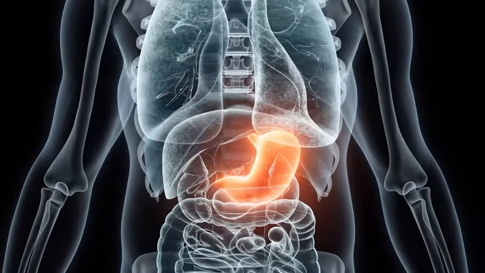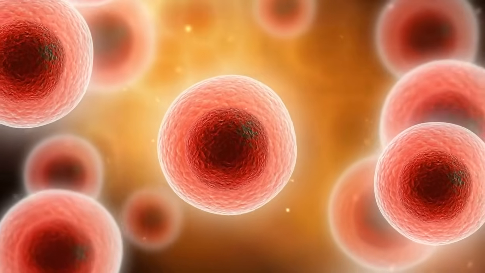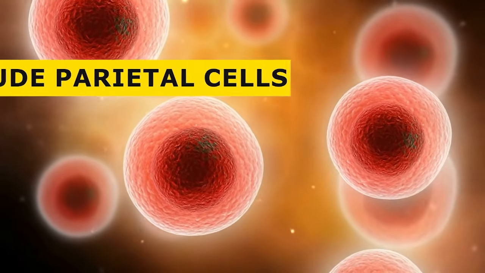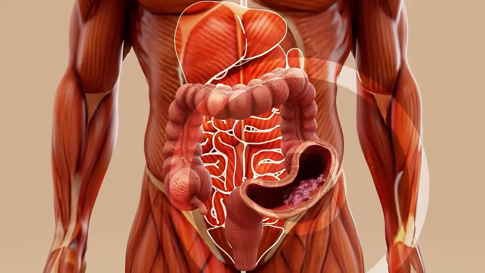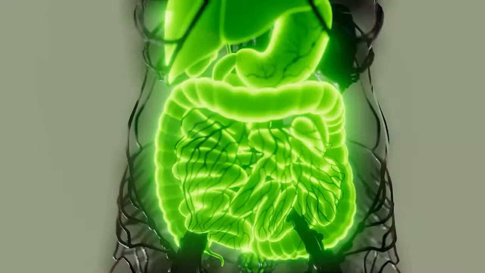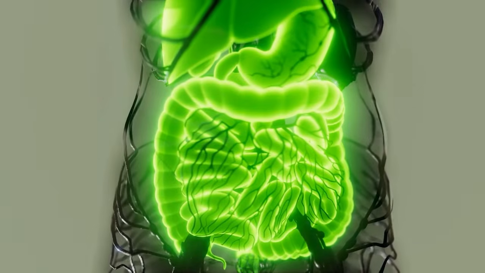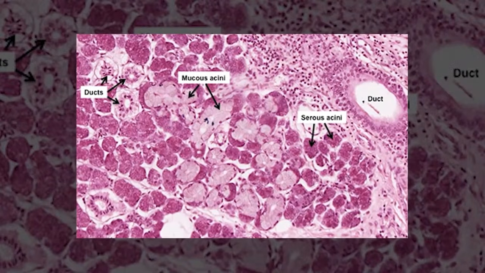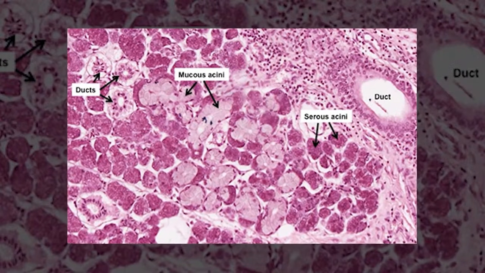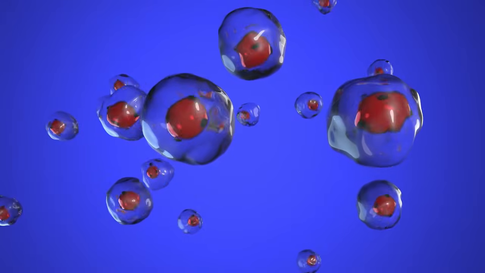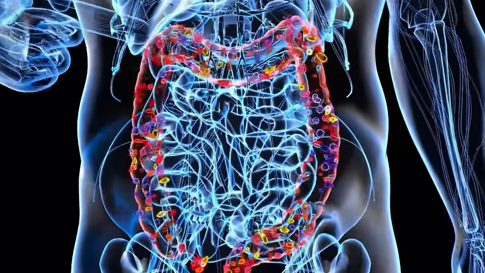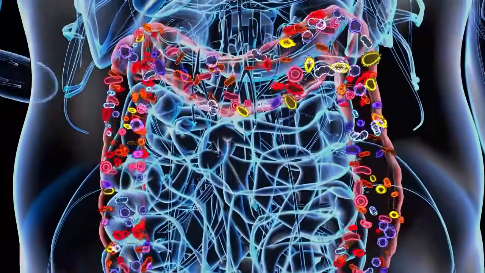Specialized cells found within the gastric glands include parietal cells, which secrete hydrochloric acid, HCl, and intrinsic factor; chief cells, which produce pepsinogen; mucous neck cells, which secrete mucus; and enteroendocrine G cells, which release the hormone gastrin. These cells play a pivotal role in the digestive processes occurring in the stomach.